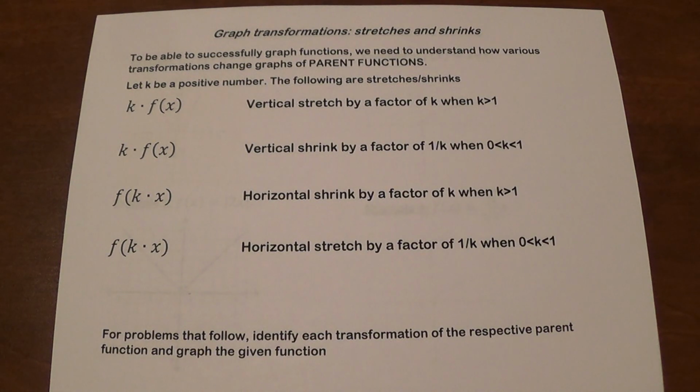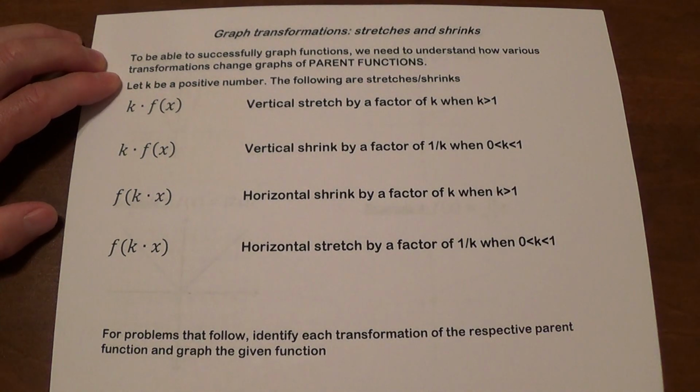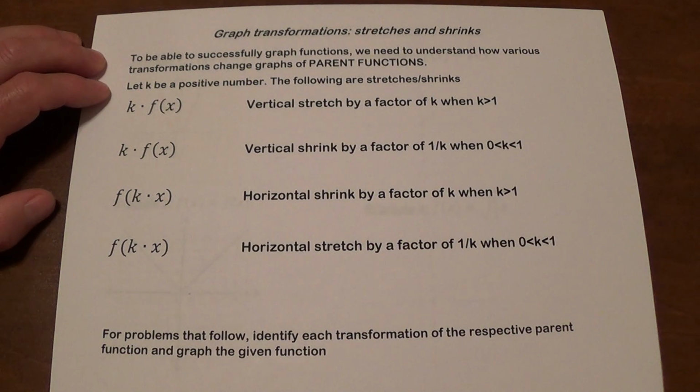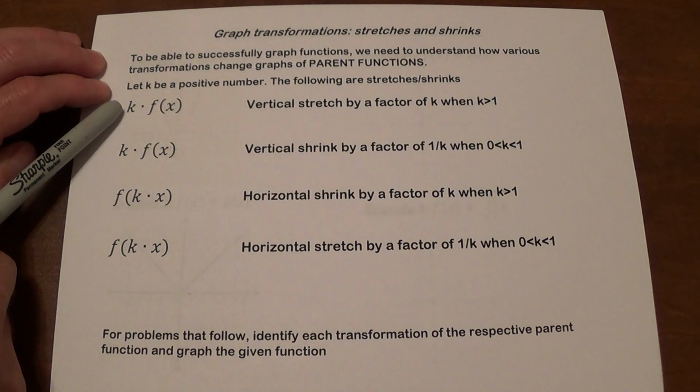Hi, we're going to discuss stretches and shrinks with regard to graph transformations. So we're considering some positive value k, and the stretches or shrinks are going to work like this. If you multiply the function by a number, it's going to depend if the number is greater than 1 or less than 1. So if you multiply by a number greater than 1, it's going to stretch it vertically by that factor.